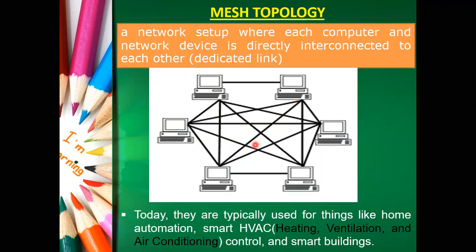And this type of topology is nowadays suitable for home automation, in which smart devices are implemented, and sometimes devices are connected to each other, or they are related to each other. It means the functionality or working of one device may be dependent on the functionality or working of the other device.